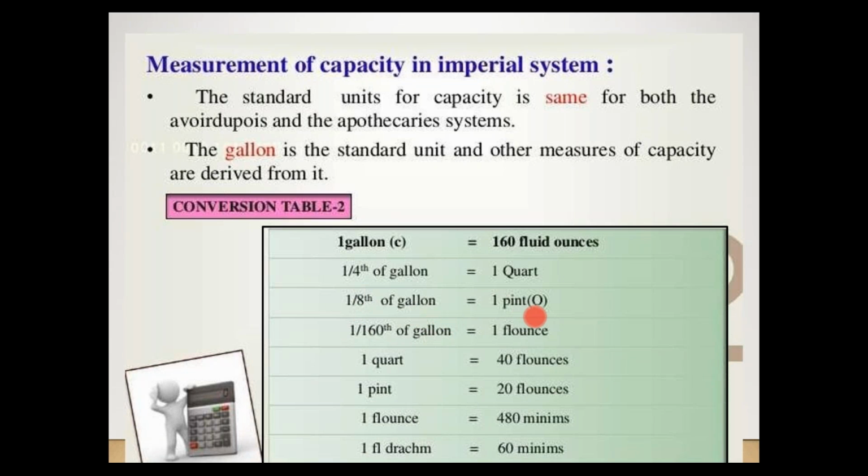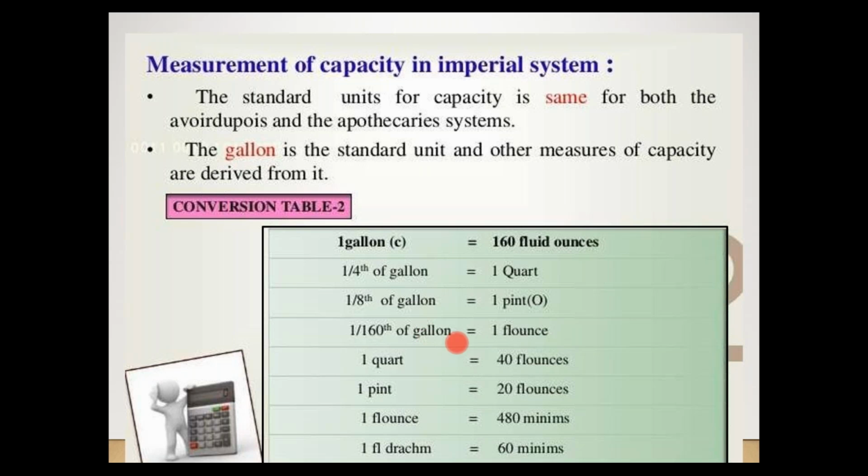1/8 of a gallon is 1 pint. 1/60th of a gallon is equal to 1 fluid ounce. 1/8 of a fluid ounce is equal to 1 fluid dram. So that's not mentioned here. So see, these are the ones.